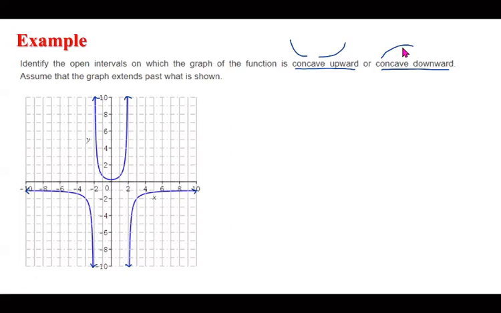So if you see the graphs like that, that is concave down. These two pieces that I've drawn here are concave down. These two pieces that I've drawn here are concave up. So in this graph, let's see where it is concave upward. If I look at this piece, this is concave downward. This piece is also concave downward, but this piece here is concave up.